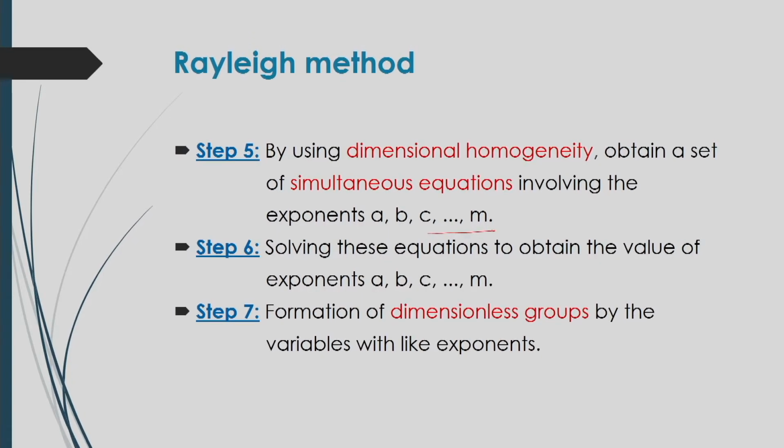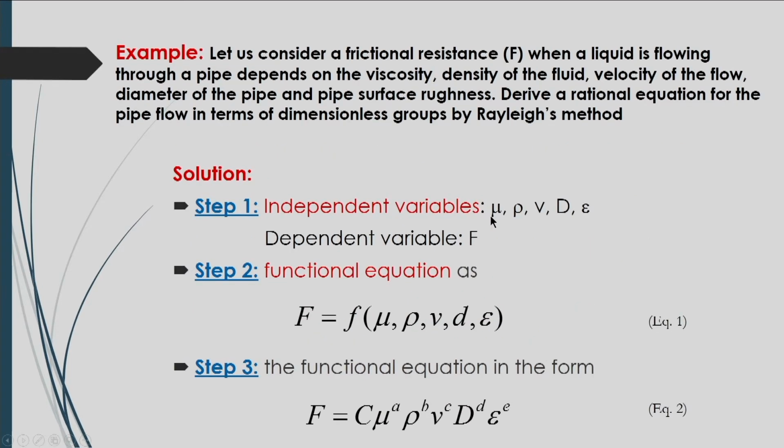We will do an example of this method. Let us consider a frictional resistance that is represented by F, when a liquid is flowing through a pipe. That depends on viscosity, density of the fluid, velocity of the flow, diameter of the pipe and the pipe roughness. Now, you have to derive a rational equation for the pipe flow in terms of dimensionless groups by Rayleigh's method. What you have to do? Same way, you have to follow step 1, step 2, step 3 like this.